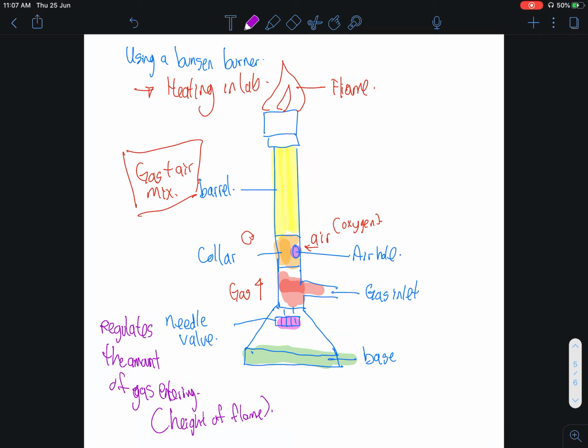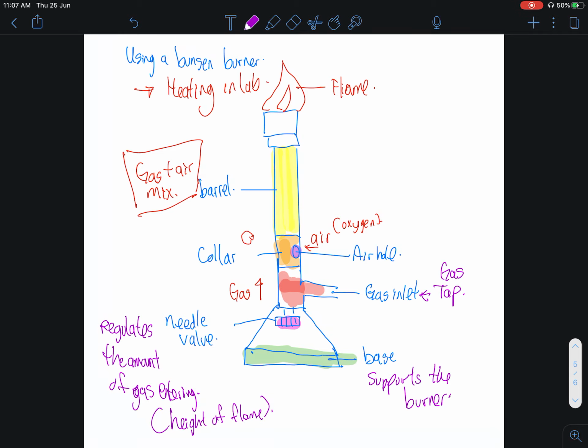And then next we have the gas inlet. The gas inlet is usually connected to a tap, the gas tap. And the gas tap would then be the supply of gas. So that is what the gas inlet is for. It allows the gas to enter the Bunsen burner from a gas source. And last but not least, the base helps to support the Bunsen burner.